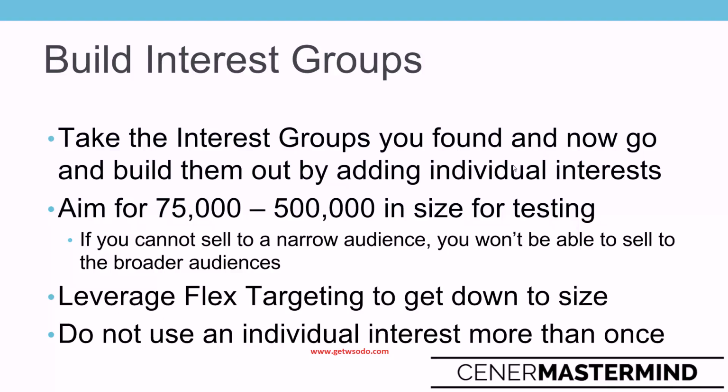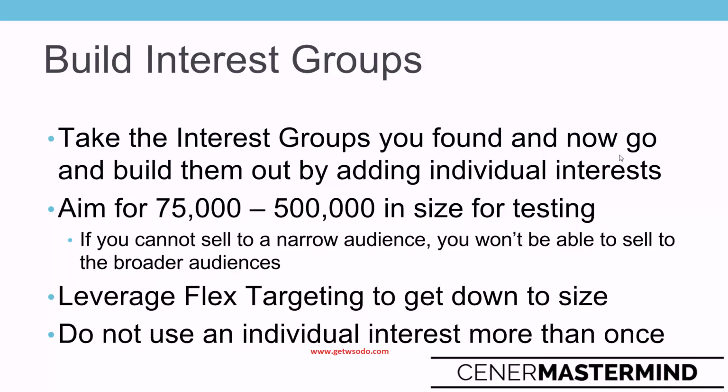for our interest groups. And how are we going to get down to size if we add every single interest? Let's say there's 10 cat magazines, probably going to be over 500,000 in size, totally okay. We're going to leverage flex targeting to get down to size. We're going to do flex targeting, otherwise known as intersecting or narrowing the audience. I'm going to show you how to do that when we go over the shoulder.